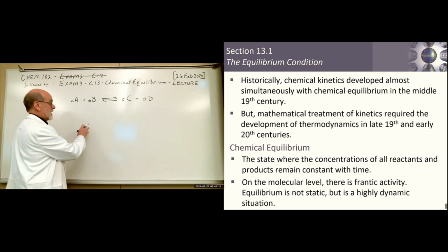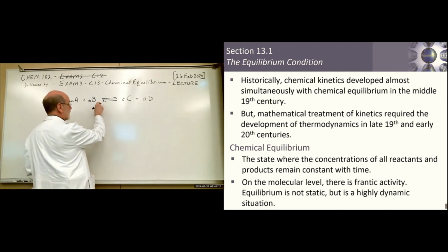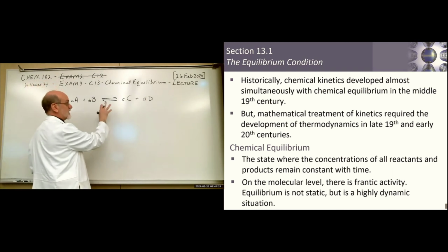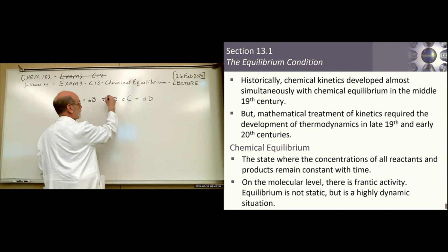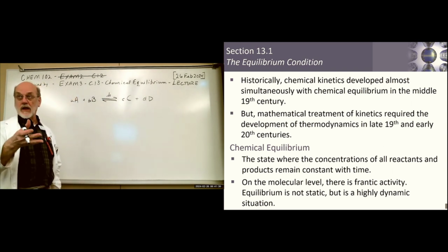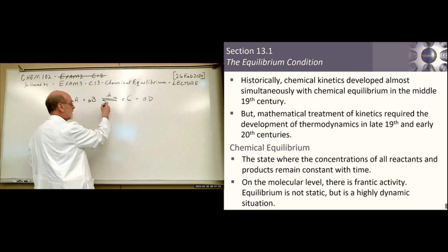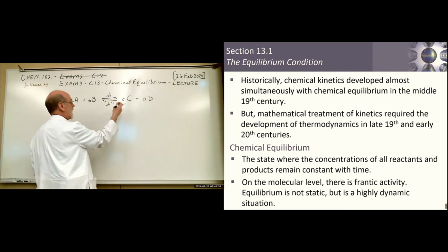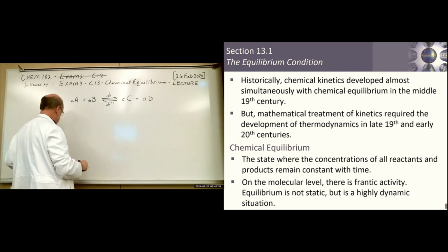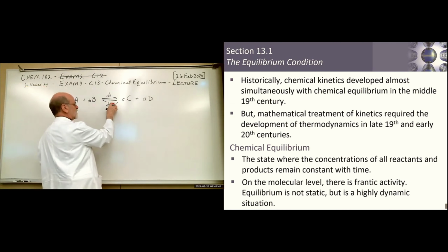But on the molecular level, what we're seeing is that the forward and the reverse reactions are still occurring, while we think that there's nothing happening. So the forward one, of course, will have a constant of k for the rate law. And then the reverse reaction will have its own k for the reverse. I shouldn't write it that way, because that implies that this is the inverse of that, but it's not.